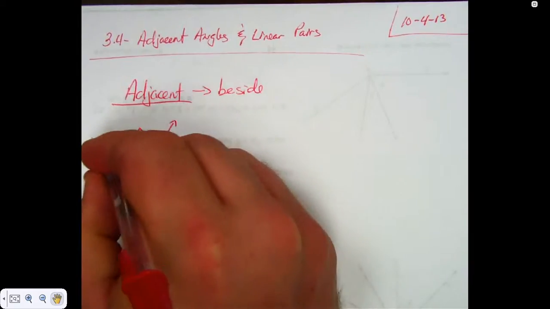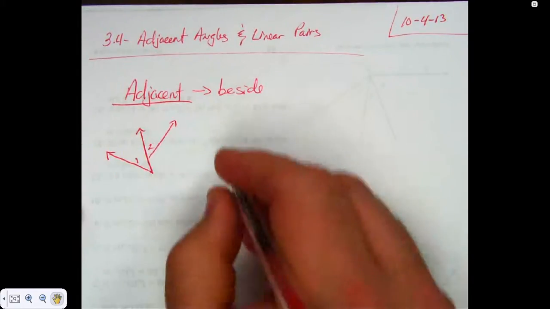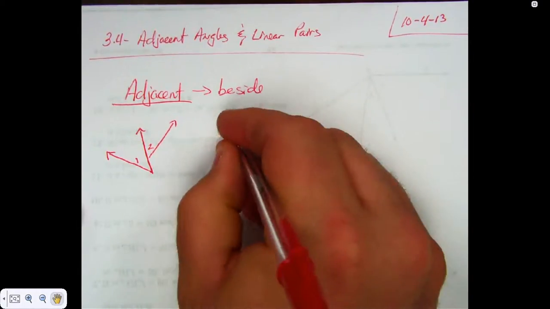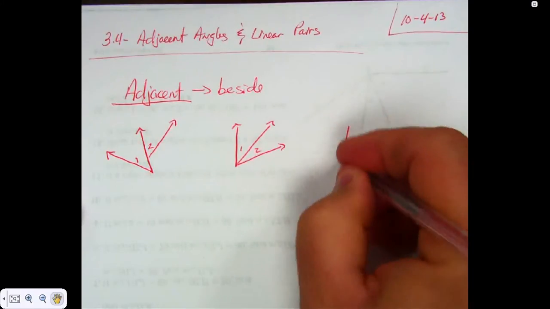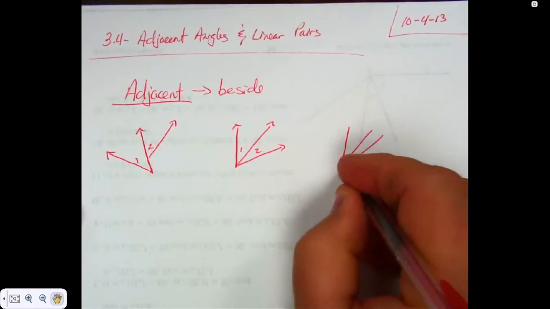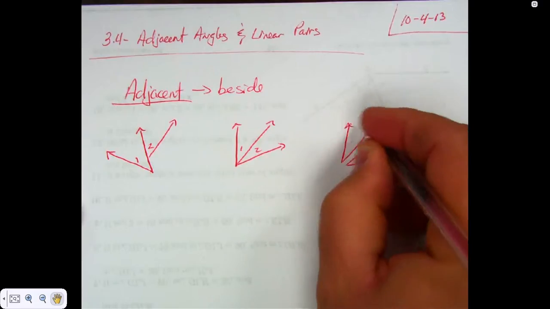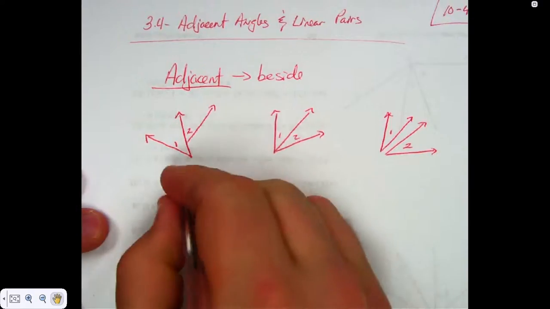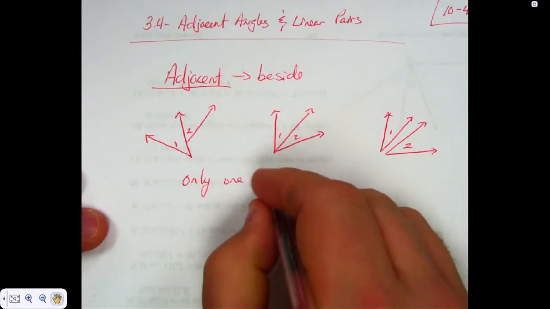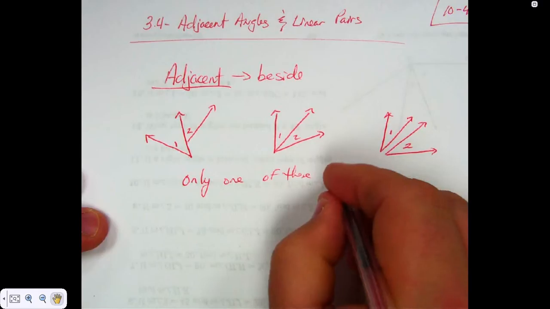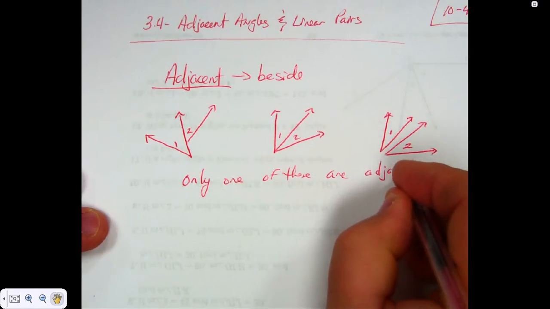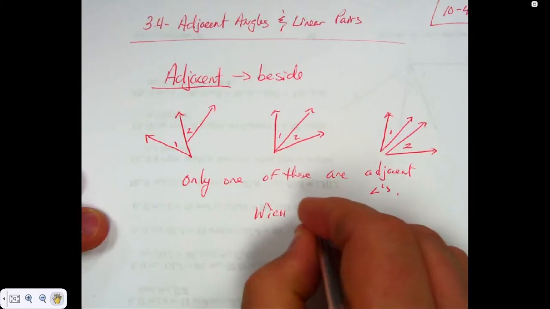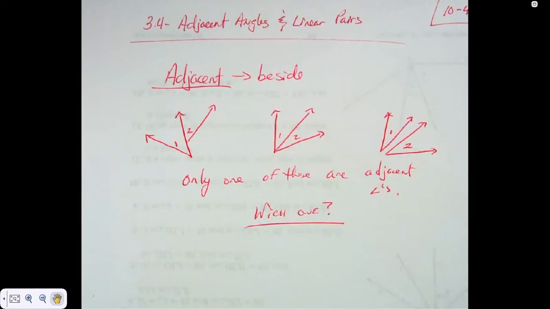I'm going to draw you 3 examples here. And unfortunately, in every case, you could probably justify the word beside for all 3 of them. Only one of these are adjacent angles. Which one? Do we say it out loud?